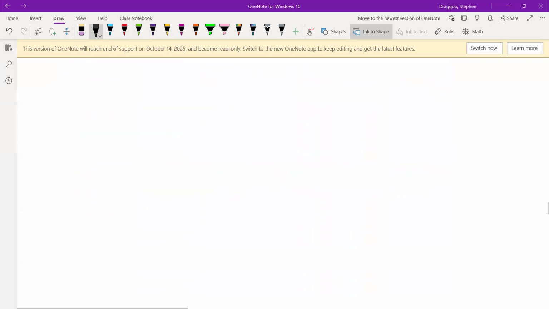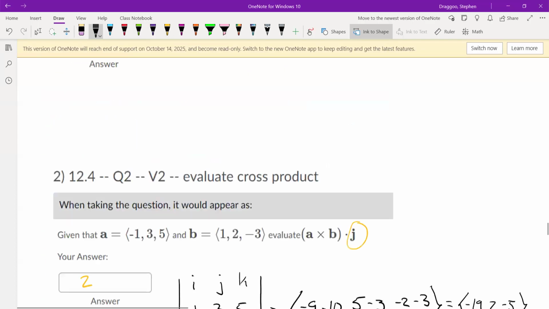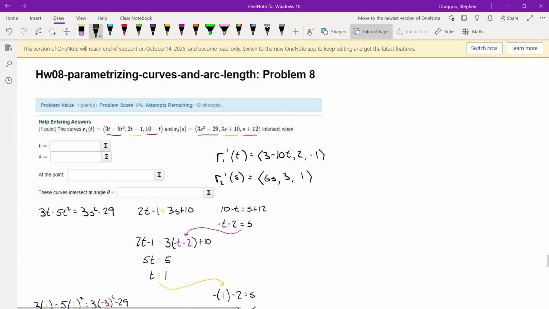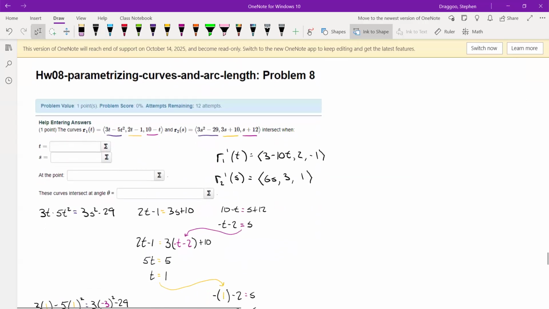And all right, ran out of time to cover arc length. But let me just highlight a couple of other worked out problems that are on here. This one I think is a good one to look at. We want to find the point of intersection between two curves, and then also the angle of intersection between those two curves.